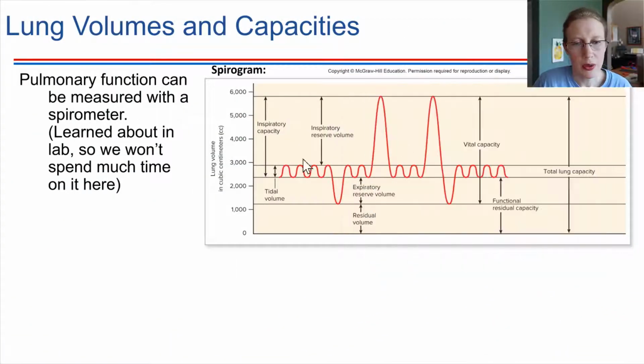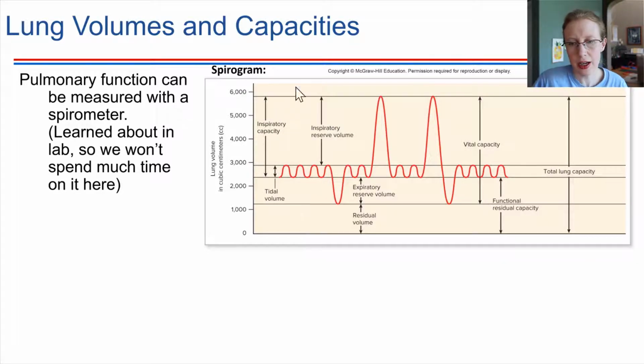Pulmonary function is something that can be measured. Lung capacities, breathing capacities, tidal volumes, these are things that can be measured with a spirometer. And a spirometer is something that you learned about in lab, so I'm not going to elaborate on it a whole lot here. You can refer back to that lab if needed.